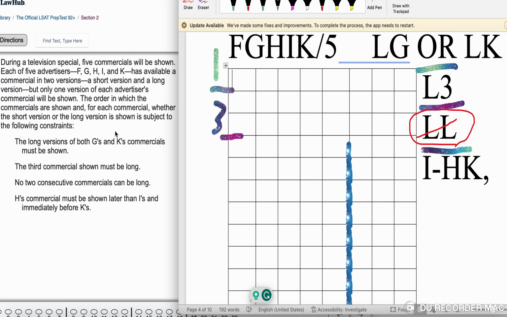The long version of both G and K commercials must be shown. The third commercial shown must be long. No 2 consecutive commercials can be long. H commercial must be shown later than I and immediately before K.